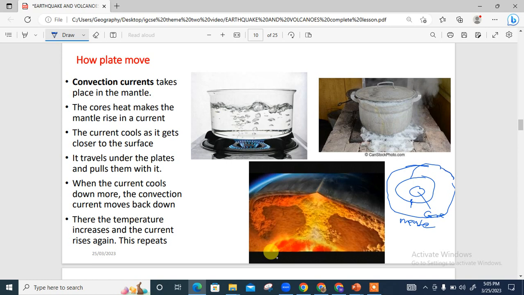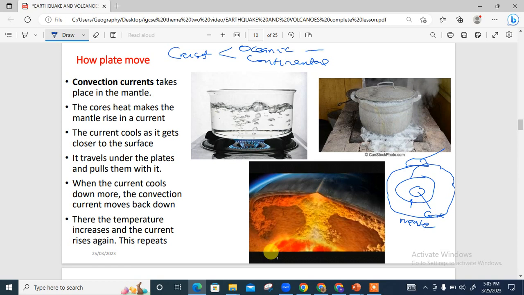After the mantle, we also have the crust. Now, the crust is divided into two parts. We have the continental crust and the oceanic crust. So the crust, which is the outer layer of the earth, is divided into two parts: oceanic crust, and the continental crust. Please take note of this.